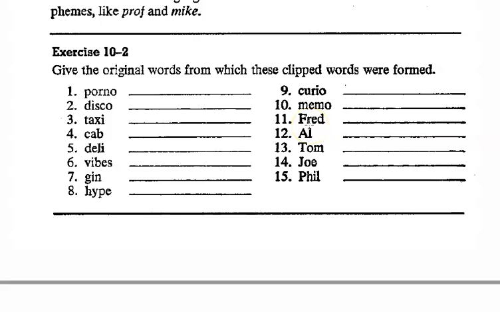Now, Fred, Al, Tom, Joe, Phil. Look at these five or six examples here. They are capitalized, unlike those here. Those are not capitalized, but these are capitalized, indicating that they are proper nouns. So when you cut a proper noun, a name of a person, a name of a place, etc., you should make sure it is capitalized.